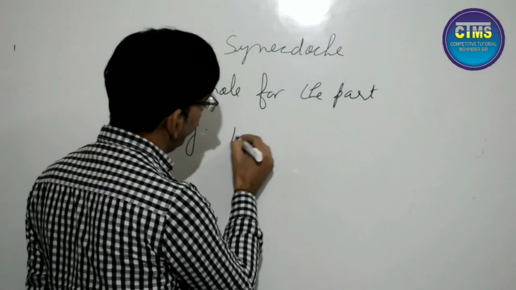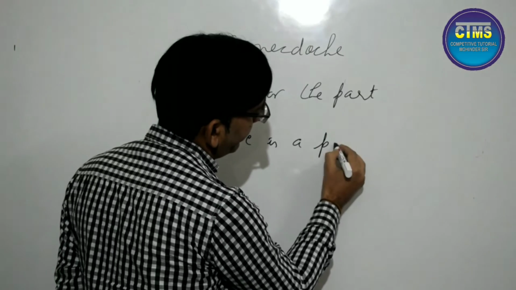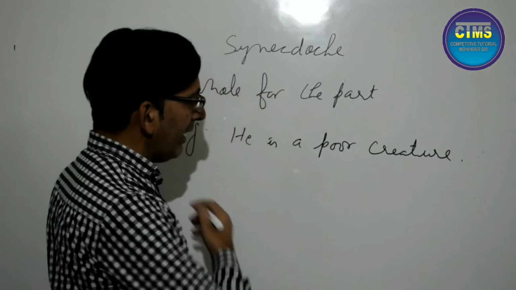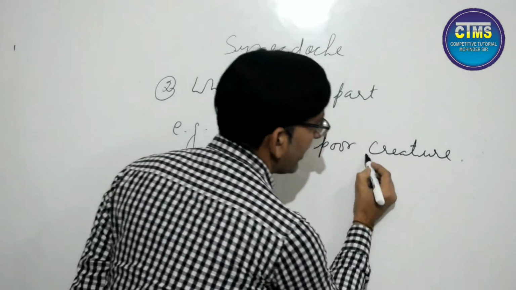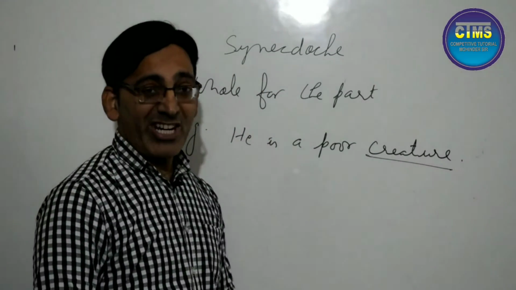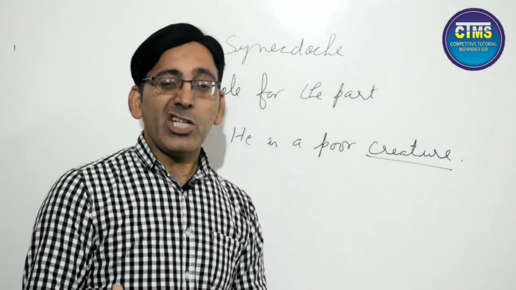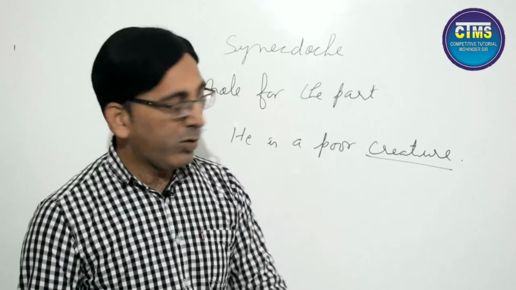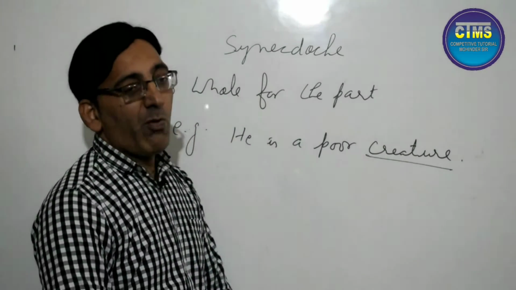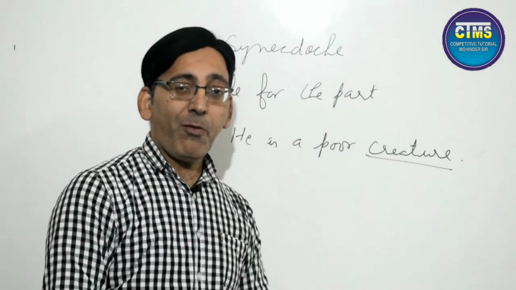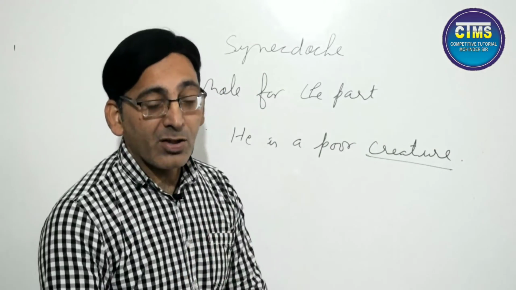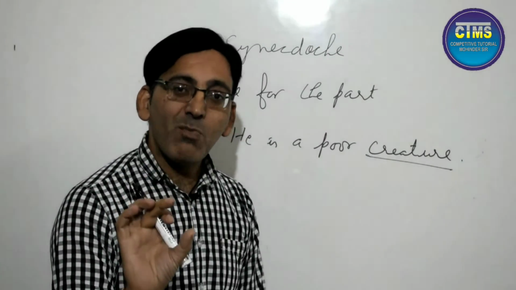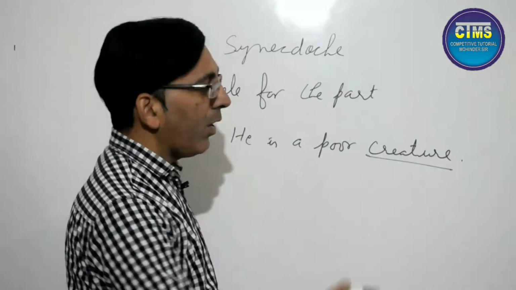The first example is he is a poor creature. He is a poor creature. So where is Synecdoche? Synecdoche is in the word creature, because creature is a large concept. Creature includes each and everything, and it includes all animals, all humans. But what do we want to say? We want to say that he is a poor man. So for man, for part, we are using the whole. We are using the wider concept for the small concept. So that is whole for the part.